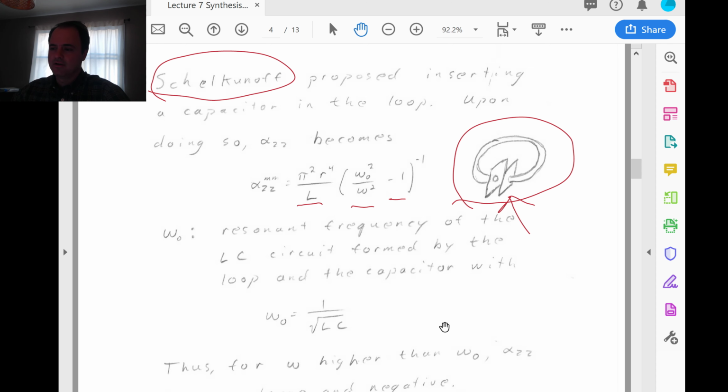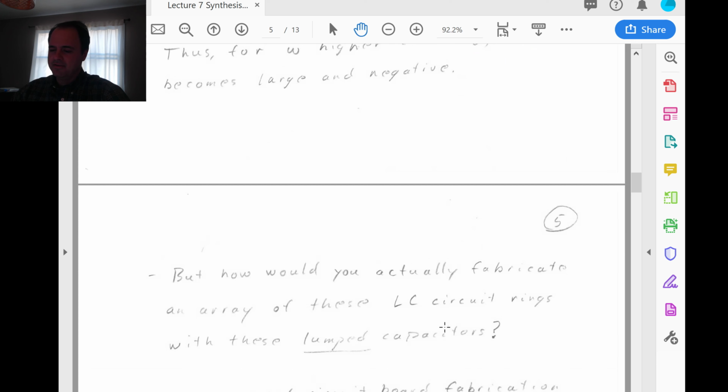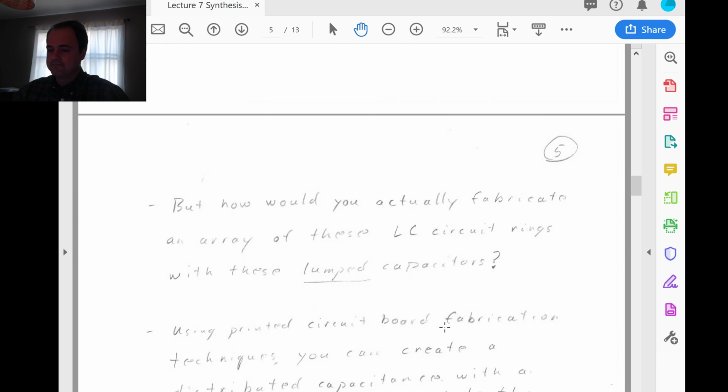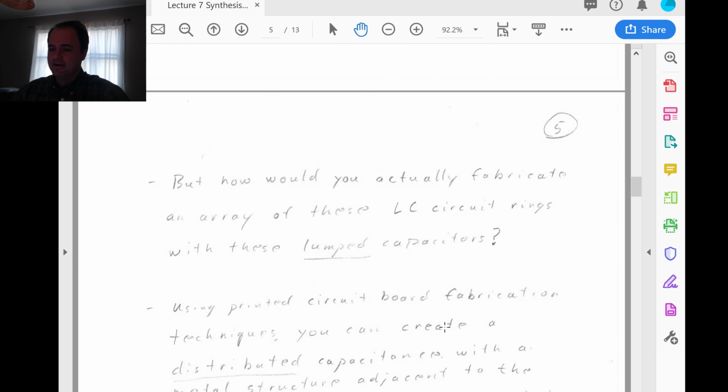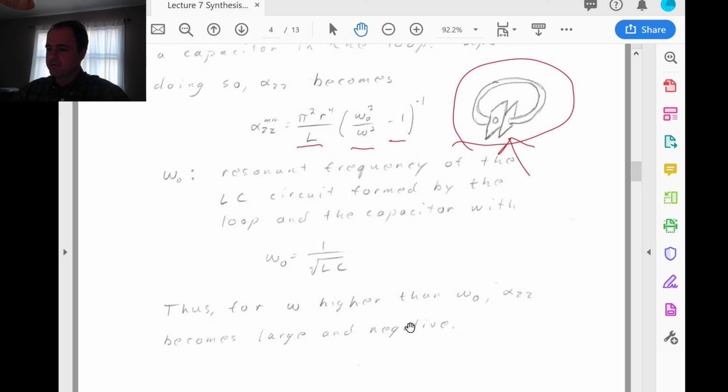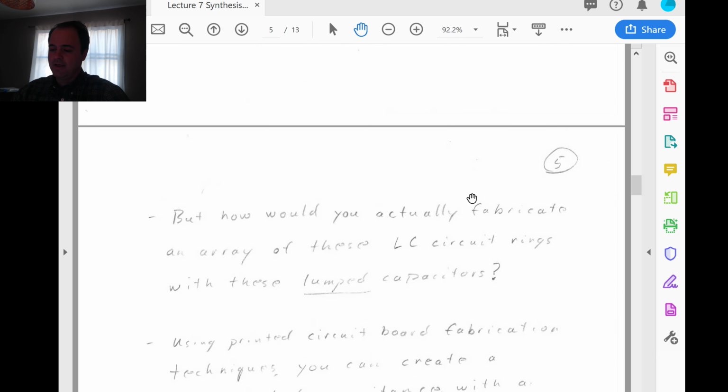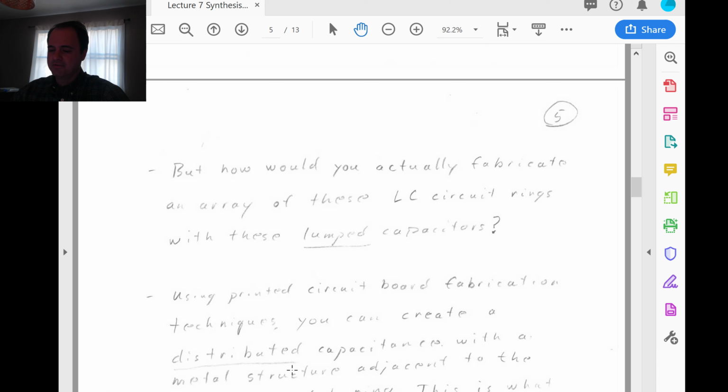So this would work. But Pendry came up with a better idea for making it. He said, instead of doing what's called this lumped capacitor, where we have the capacitance all in one area right here, how about we do a distributed capacitance by just putting in an accompanying and adjacent metal structure all along the ring. So here we go. But how would you actually fabricate an array of these LC circuit rings with these lumped capacitors? Hard to do, all right?